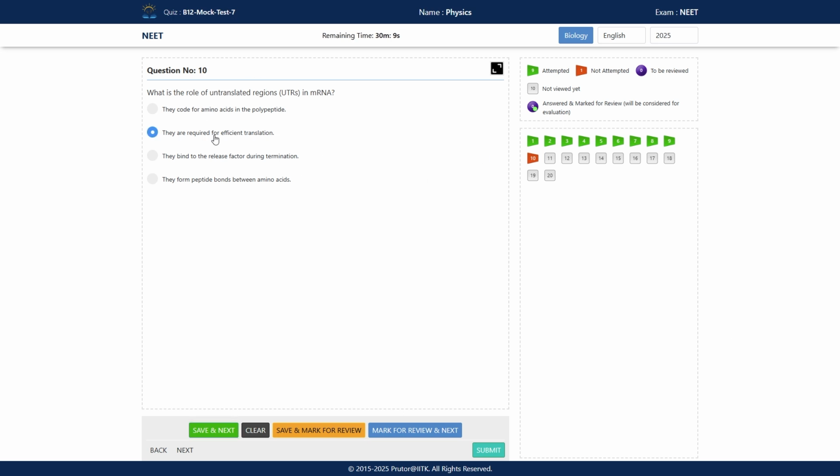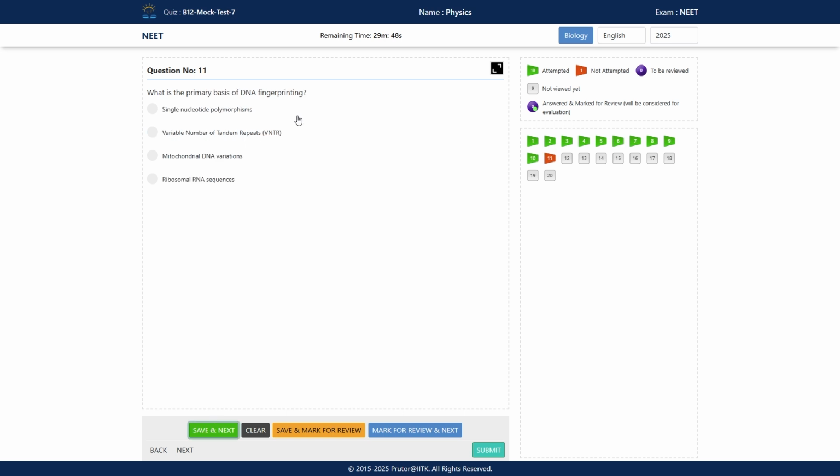Option number B will be the correct answer here. These untranslated regions are required for efficient translation. Okay, so these regions, UTRs, don't code for any proteins. They are not translated into proteins, but they are very important for efficient translation.